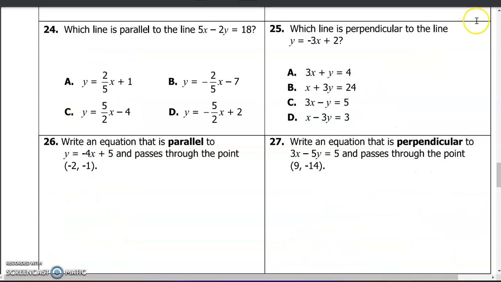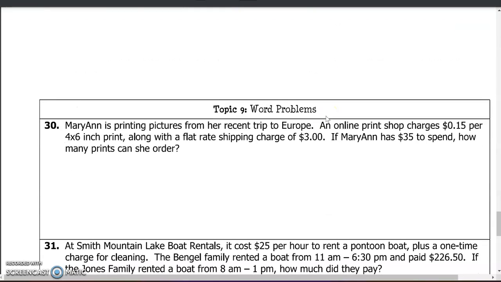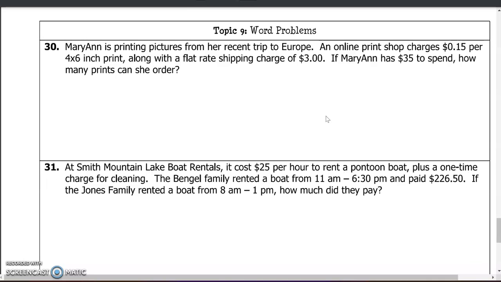Okay. Now let's scroll down here. So now we got our word problems. First one says Marianne is printing pictures from her recent trip to Europe. An online print shop charges 15 cents per 4x6 inch print, along with a flat rate shipping charge of $3. If Marianne has $35 to spend, how many prints can she order?